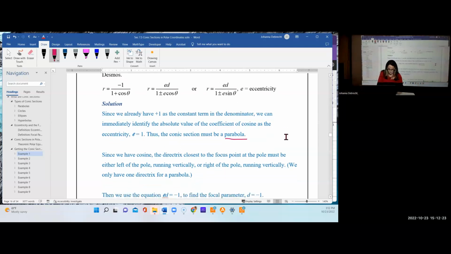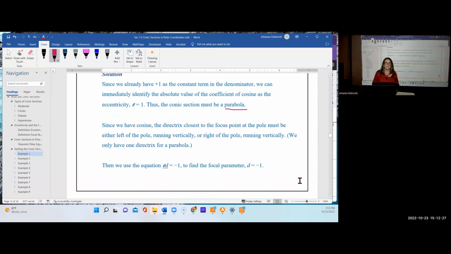So now I know that the vertex has to be somewhere between the focus and the directrix. The focus point for the parabola is located at the pole. The directrix is going to be to the left of the pole running vertically. Again, cosine is going to cause the parabola to open to the right or to the left, right? If it were sine, it would open up or down.